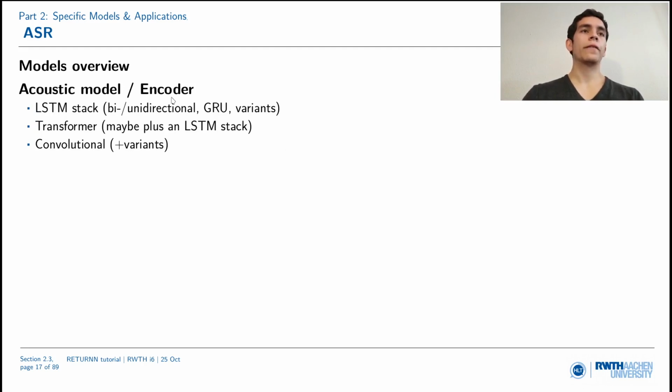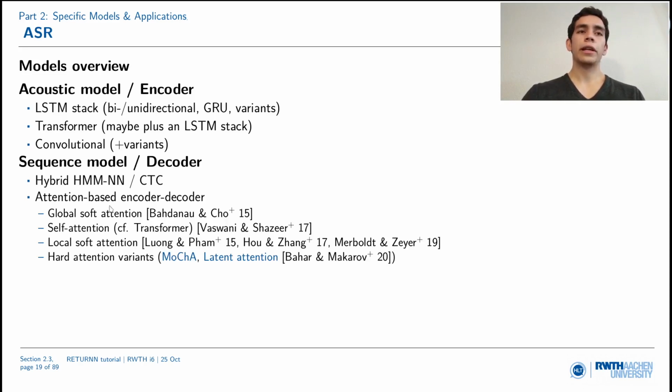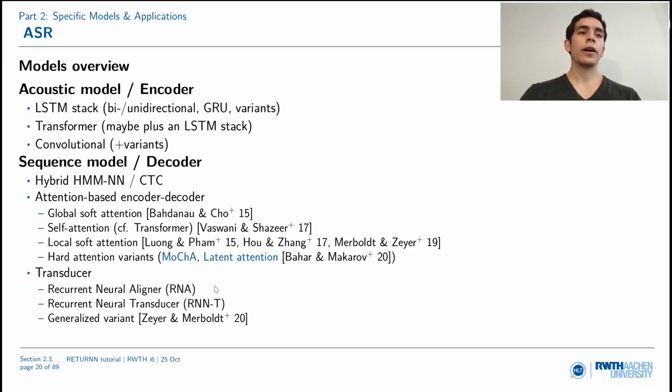So for the models, in the acoustic model, that is the encoder, we might have an LSTM stack, transformer or convolutional networks. These all might have variants or combinations. And for the decoder part, which does the sequence modeling, we might have a hybrid HMM or CTC, or some attention-based encoder-decoder model, for example global soft attention, self-attention such as used in the transformer network. Or we might have a local soft attention, where we only attend to a small window of the input sequence. Or also hard attention variants, such as the previously mentioned MoChA or latent attention. Also, there are transducer models, such as the recurrent neural aligner or transducer. And we have also a generalization of that. And there might also be a new approach at this Interspeech.